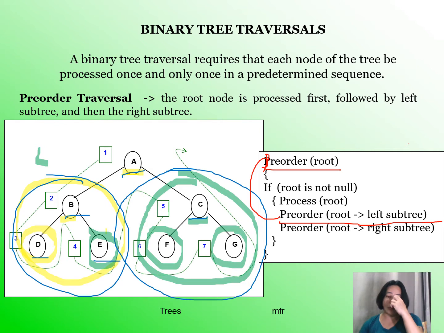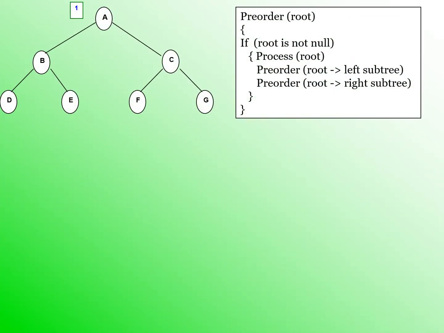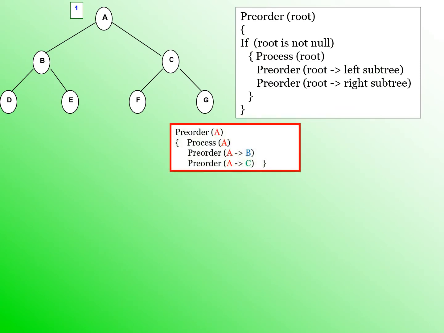Again, when this is processed, it will go back to check if root is not null. Paulit-ulit yan hanggang sa matapos, hanggang maging null itong value ni root. Then, after that, tsaka lang po pupunta dun sa pre-order root referencing to right subtree. So, to simulate that, let us simulate this pseudocode.